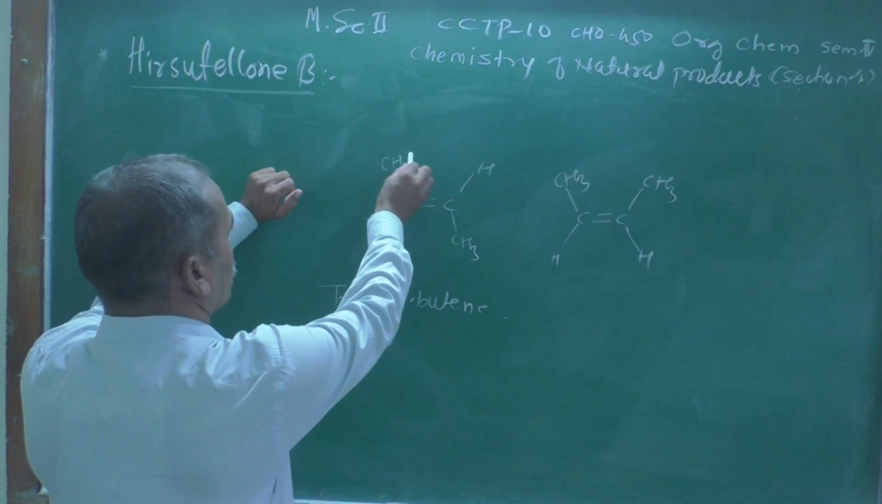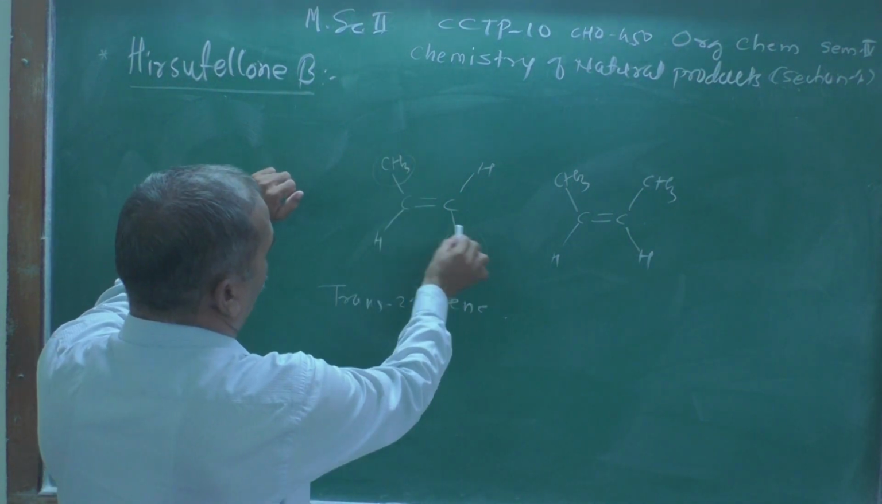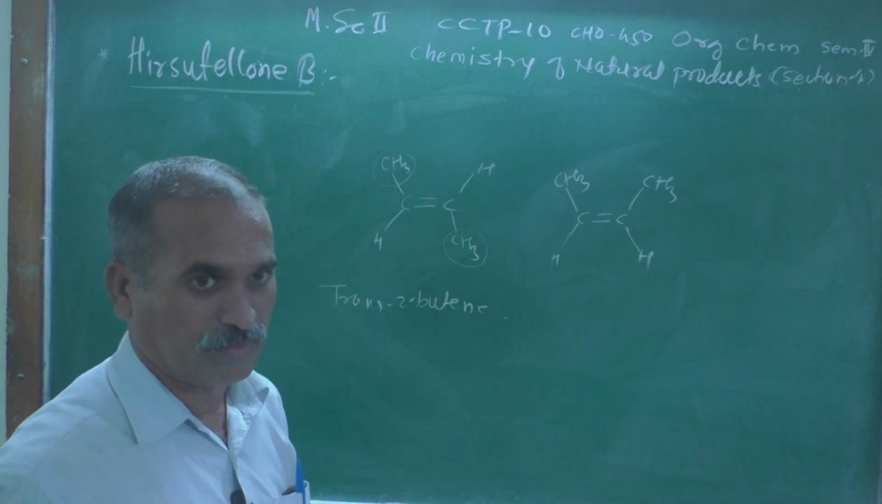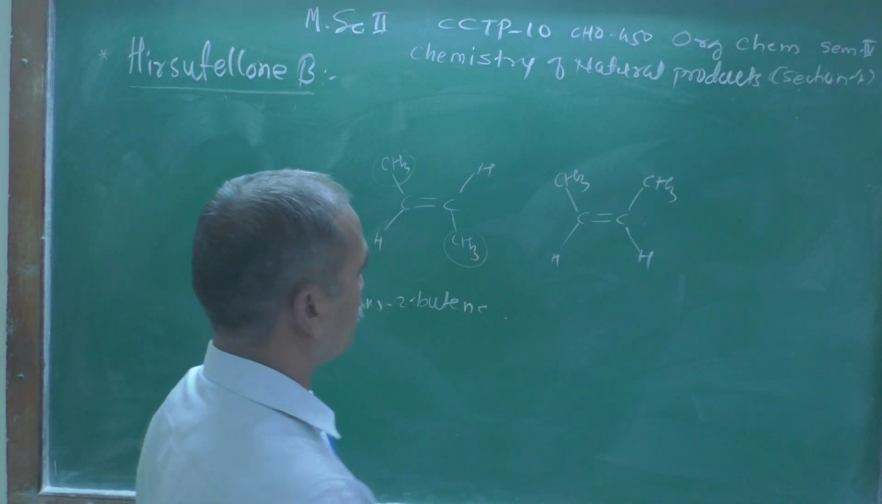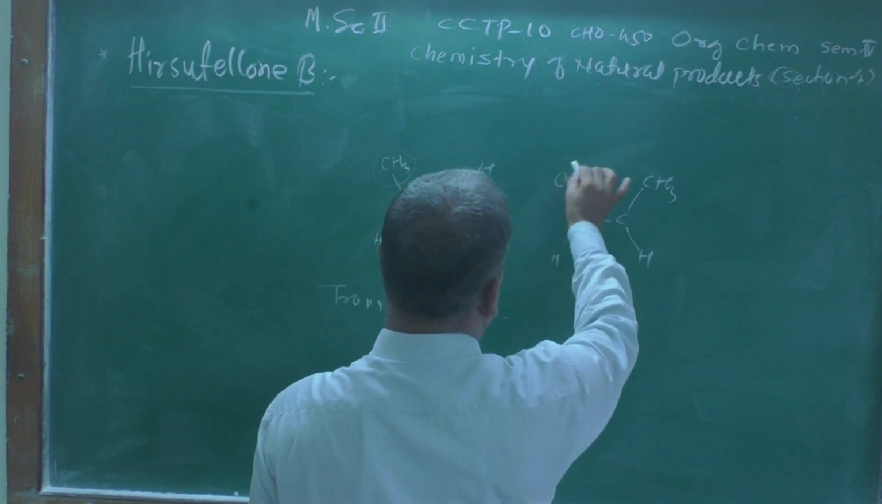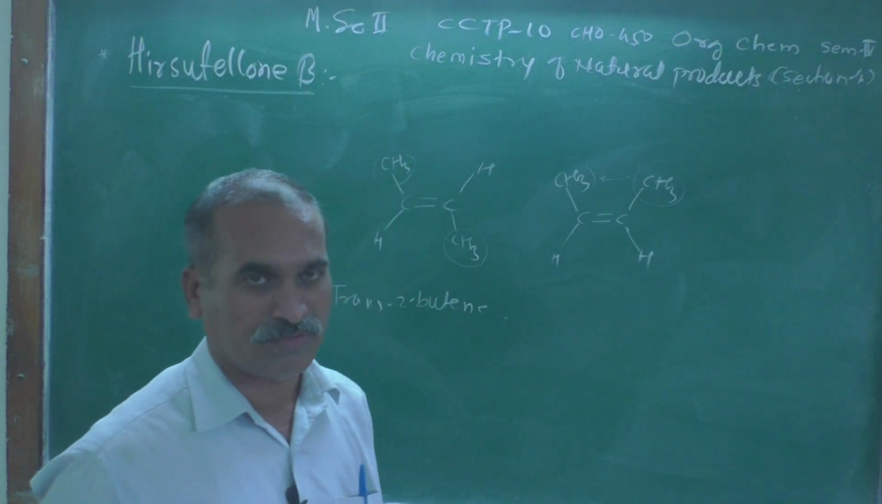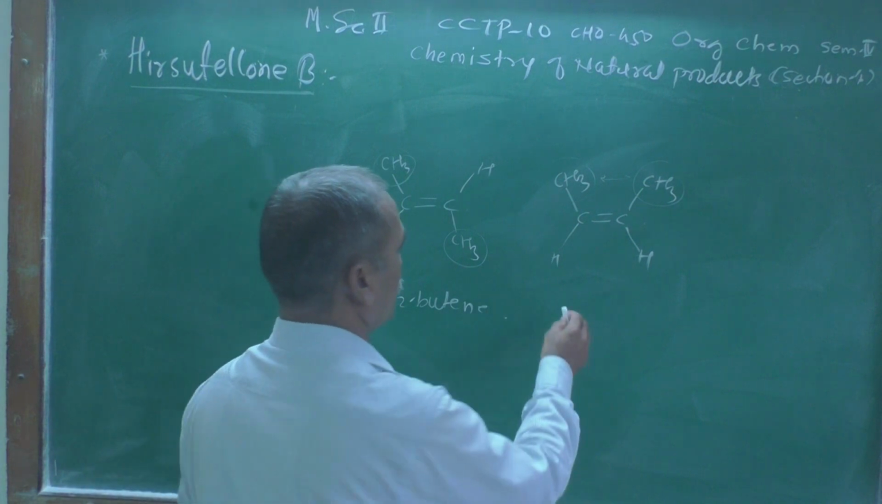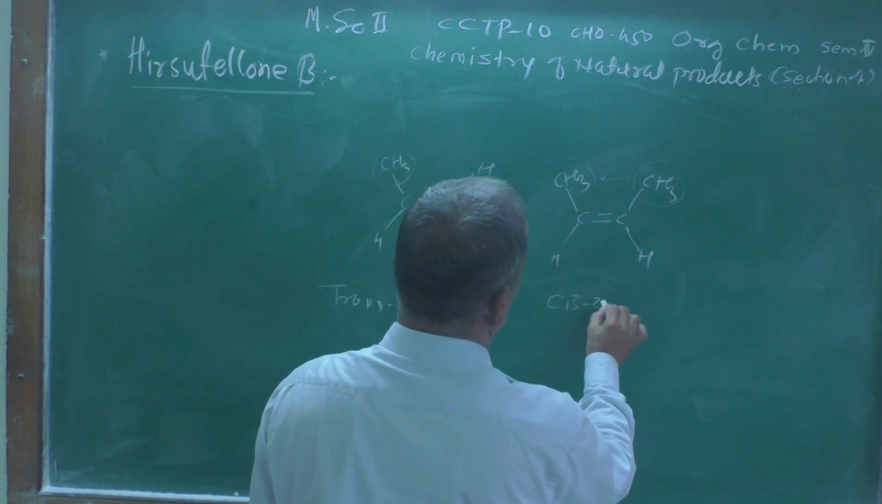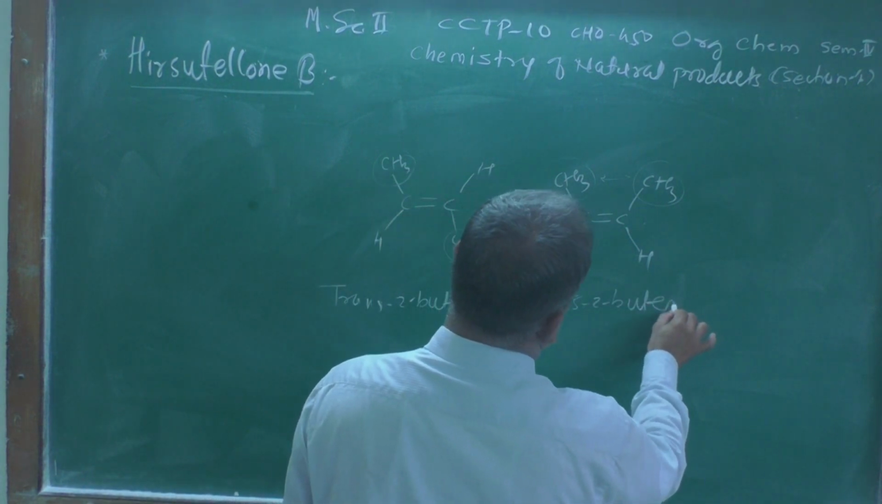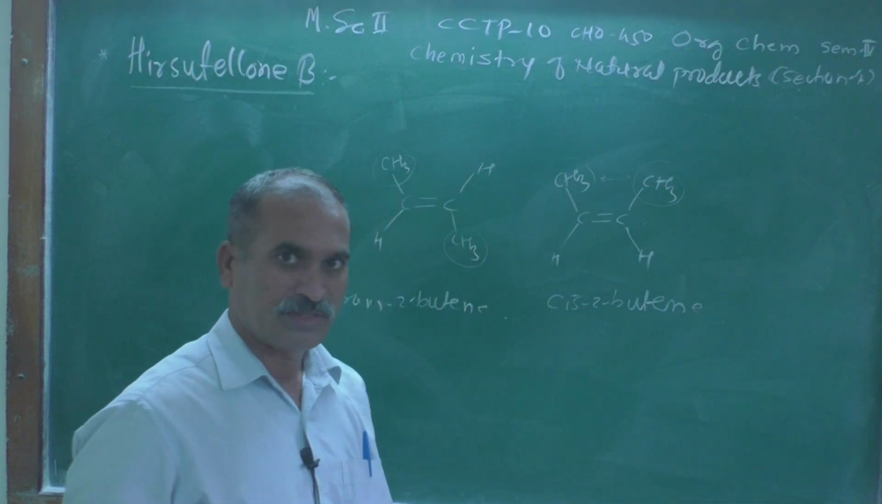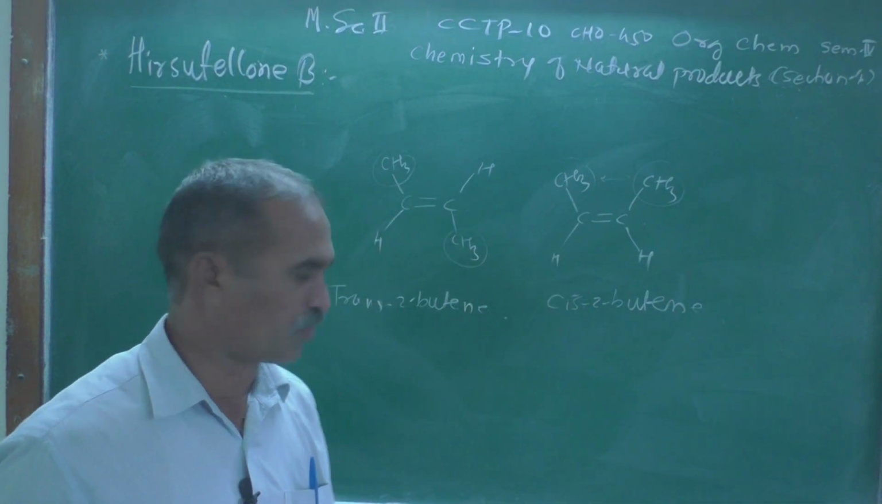Trans, why? These similar groups are on the opposite side of the carbon-carbon double bond, and therefore it is termed a trans. Whereas cis means both these two groups are nearer to each other, they create a lot of steric interaction, and therefore this cis 2-butene is less stable. So this is the simplest molecule.